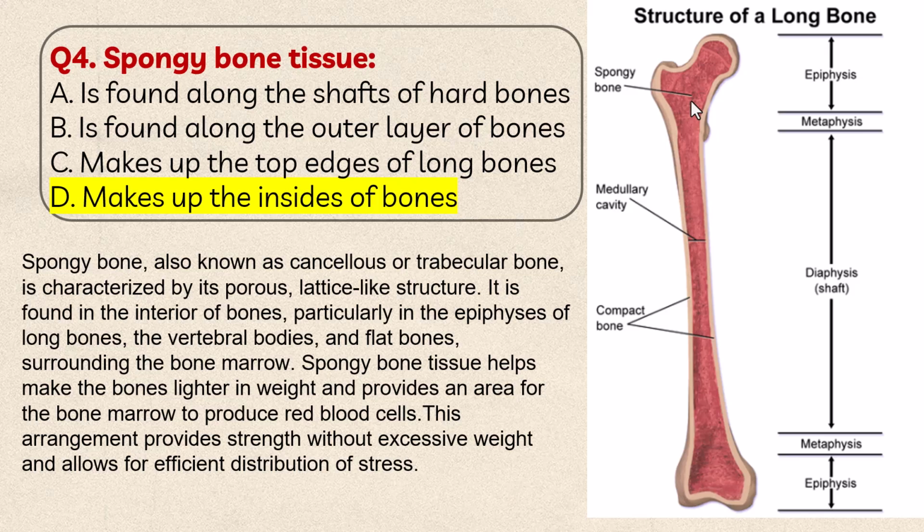surrounding the bone marrow. Spongy bone tissue helps make bones lighter in weight and provides an area for bone marrow to produce red blood cells. This arrangement provides strength without excessive weight and allows for efficient distribution of stress. So the correct answer is spongy bone makes up the insides of bones.